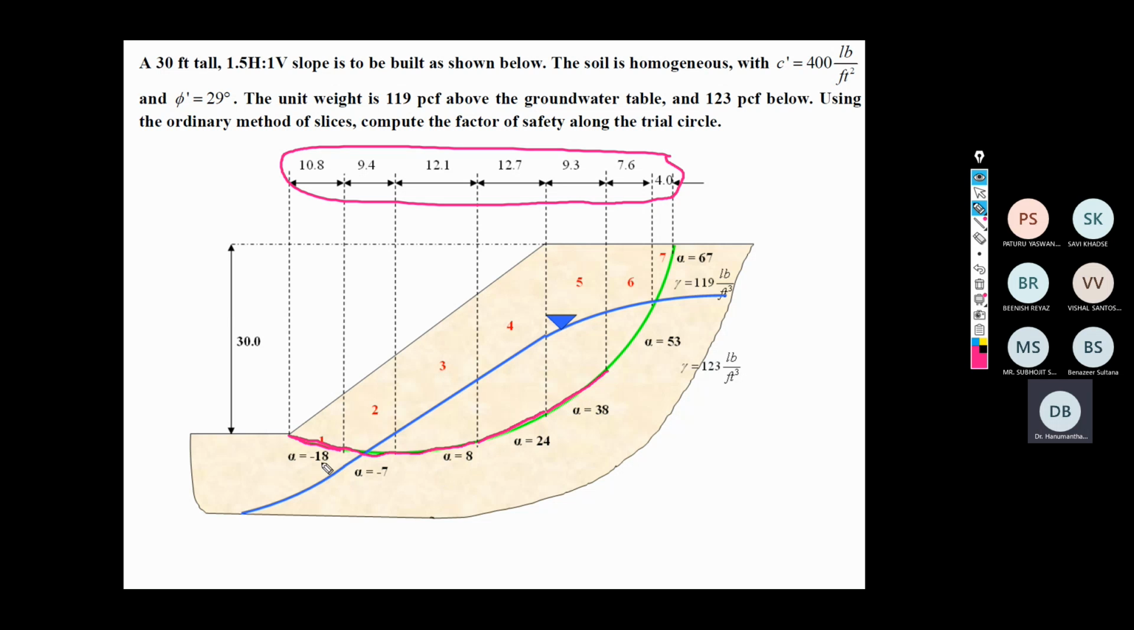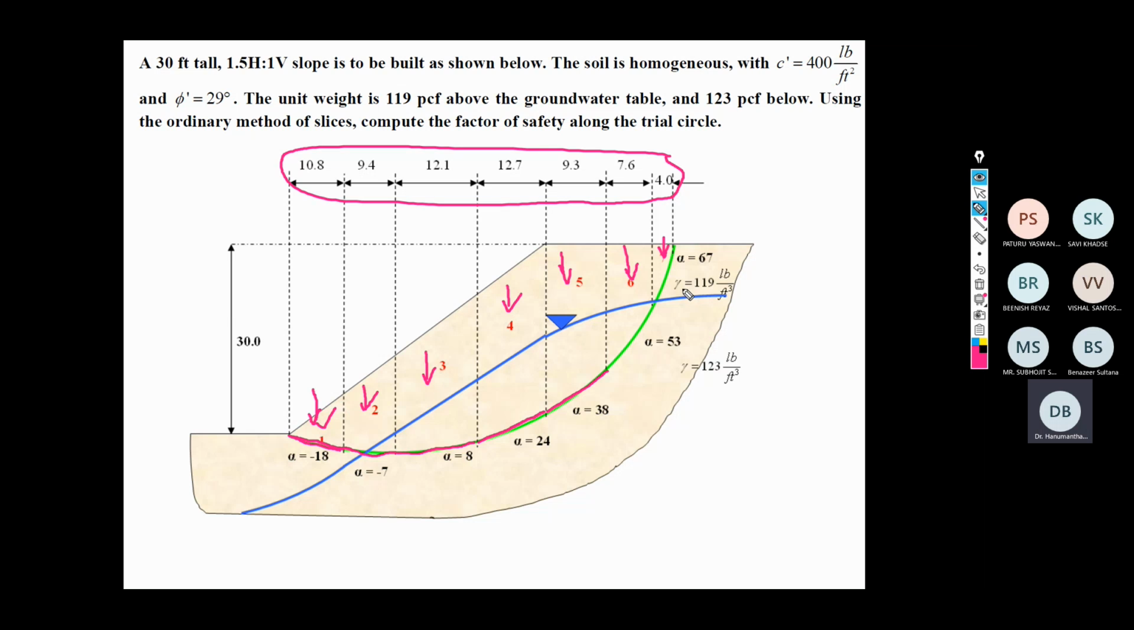So alpha is equal to minus 18, minus 7, 8, 24, 38, 53, 67. And as we know, corresponding to each slice, we should be aware of the weight of the slice. Unless we know the weight of the slice, we can't determine the factor of safety. So the first thing you need to know is how to calculate the weight of each slice. For that purpose, I need to know the gamma and I need to know the area.